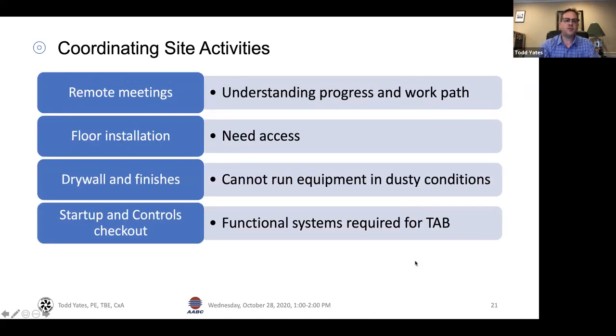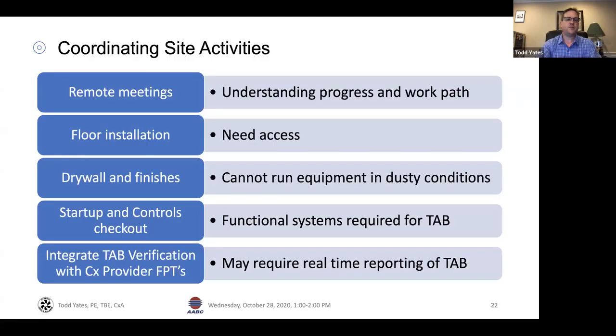Startup and controls. The systems have to be functional. If we don't have functional systems, we cannot do the test and balance. So again, we're leveraging this relationship with the commissioning provider to determine that the systems are functional, and to have someone on our side who's helping to implement that. And if not get it done on time, at least we know when it is, and we know that, okay, now is not the time for us to be on site.